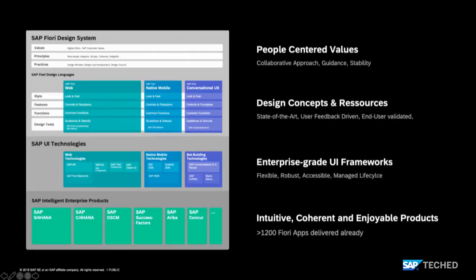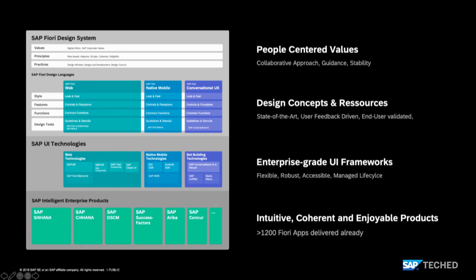Taking a little bit of an architectural view at things, the design system is still based on people-centered values, principles, and practices. The design principles, role-based, adaptive, coherent, delightful, simple, are still the same as in the beginning when we started in 2013. And the design-led development process is something that we use internally, but also together with our customers in the creation.